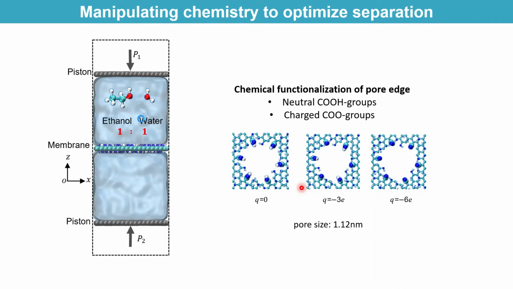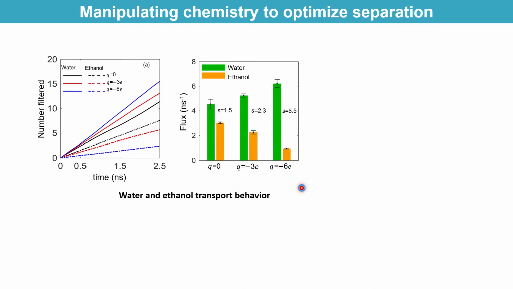Now let's see how this membrane actually works in our computational model. Shown in the left figure here is the number of water and ethanol molecules passing through as a function of time. You can see that as a function of time, this increases rather linearly, and by computing the slope of these curves at larger time scales, we can actually compute the flux, which is shown here.